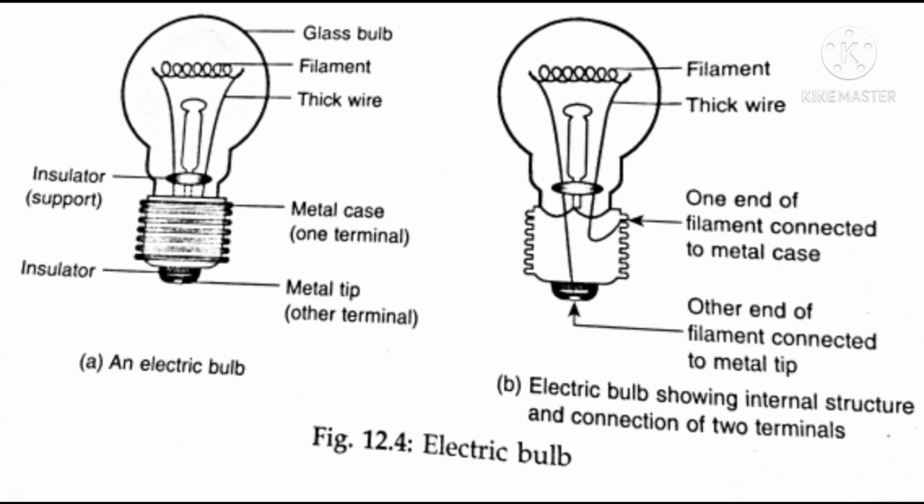A thin fine quality glass bulb. A thin twisted coil of wire inside the bulb is called a filament. The filament is made of the material tungsten.